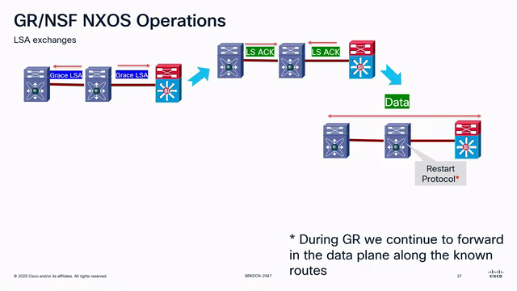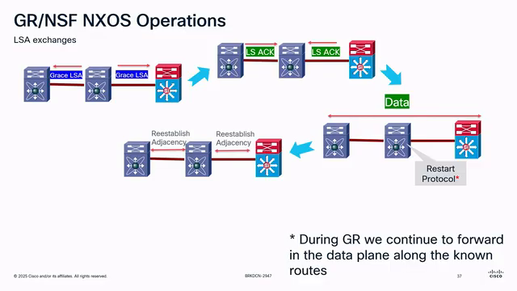Because of the separation, I continue to forward along the well-known paths in my data plane. So there is no impact to your data plane. You don't see anything at all. The device will come back. The process will restart. It will restore its state, whatever it has in the PSS, and then it will send a message back saying, I am back in the network.